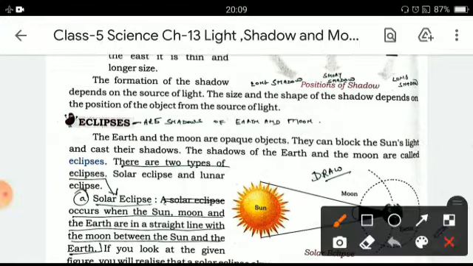The formation of shadow depends on the source of light. The size and the shape of the shadow depend on the position of the object from the source of light.